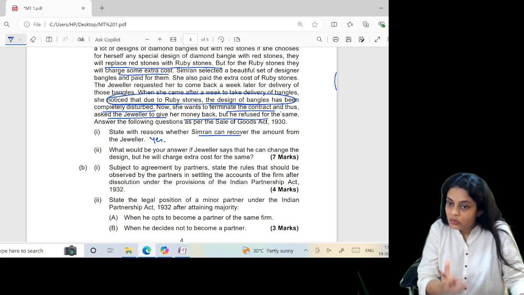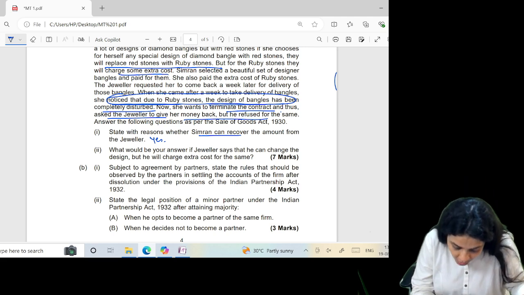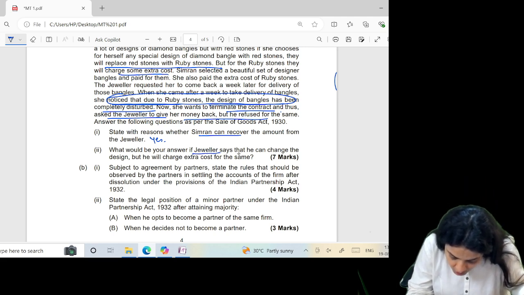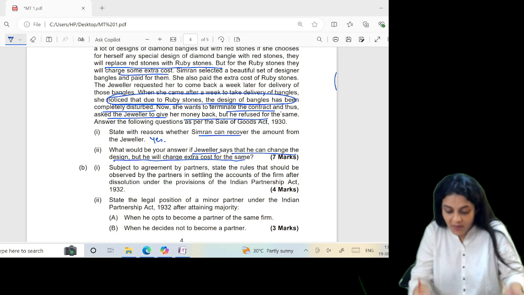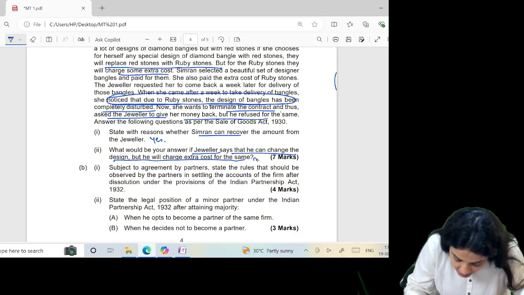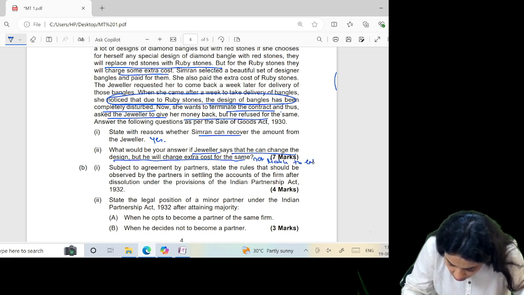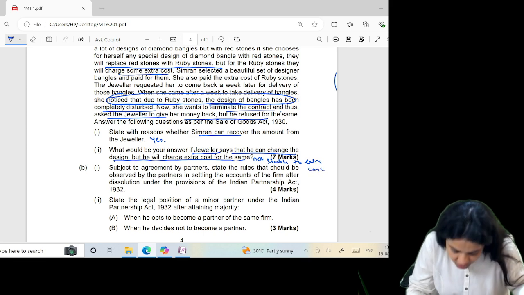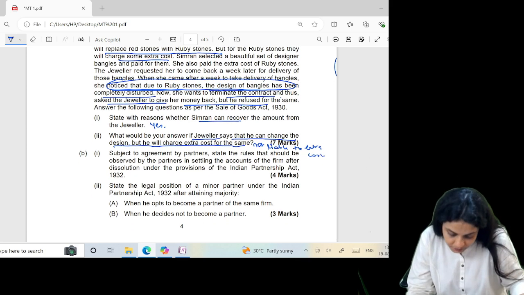Yes, because the goods are not as per the design. What would be your answer if the jeweler says that he can change the design but he will charge extra cost for the same? I've already paid extra cost. She is not liable to pay. Why will I pay extra cost again? So, not liable to pay extra cost. Okay.